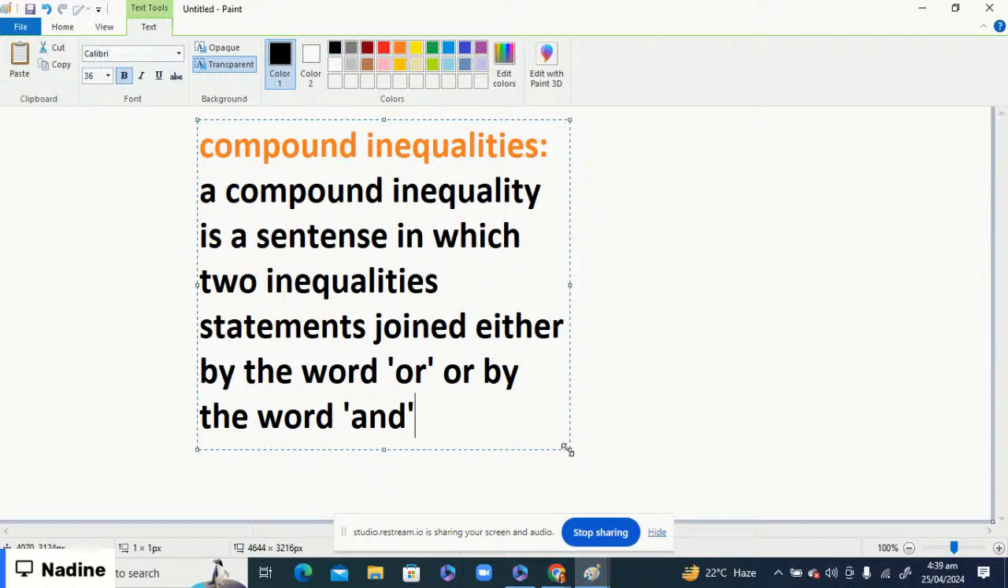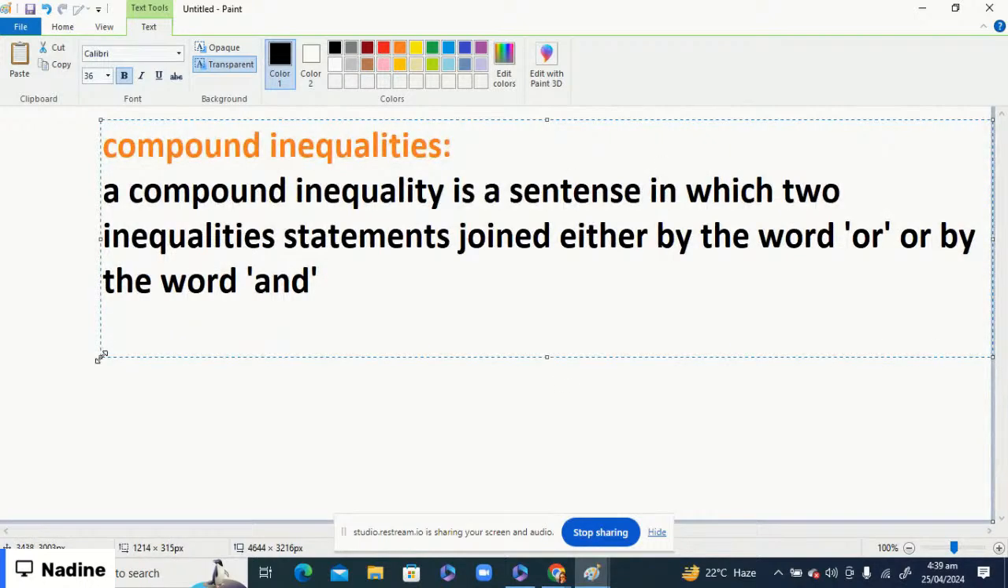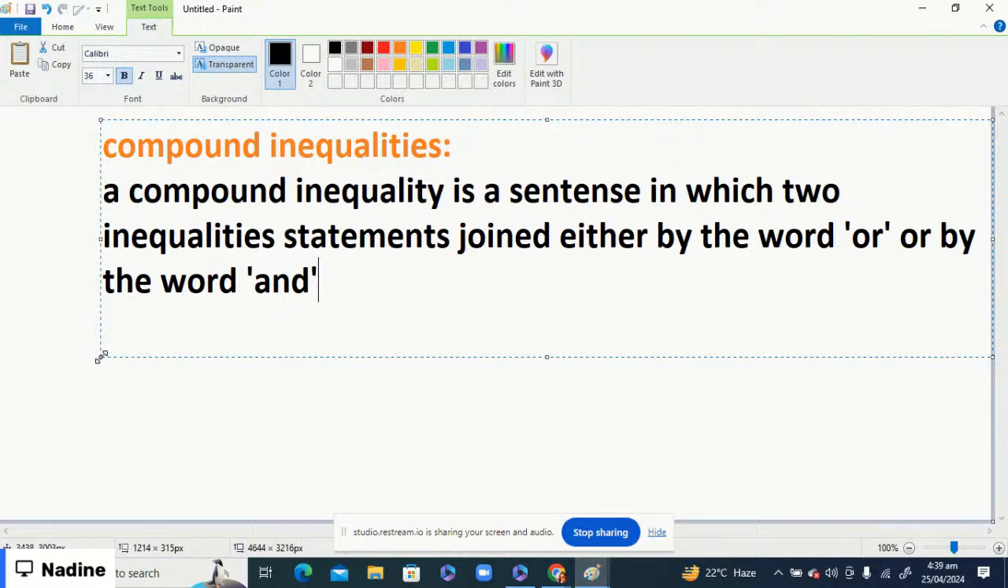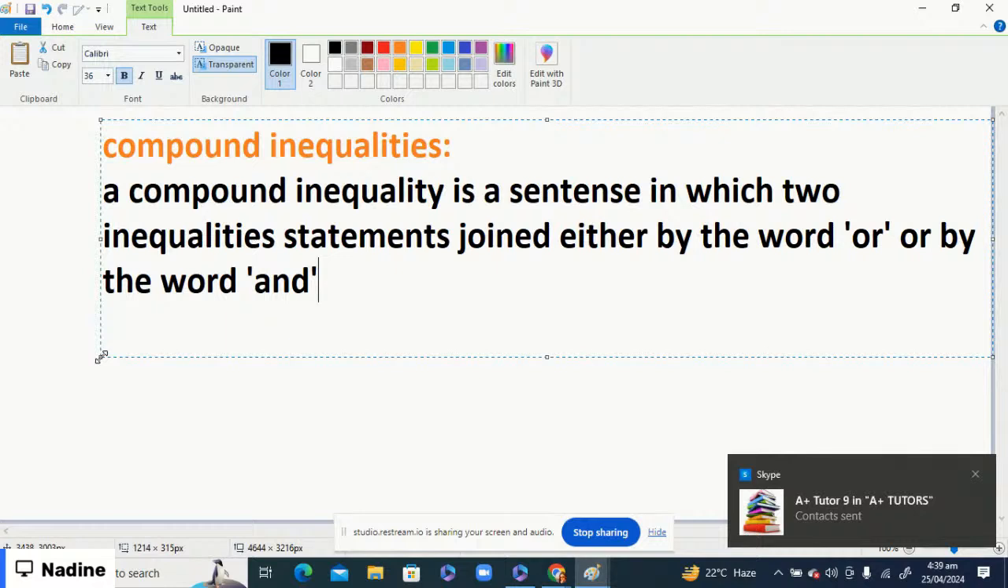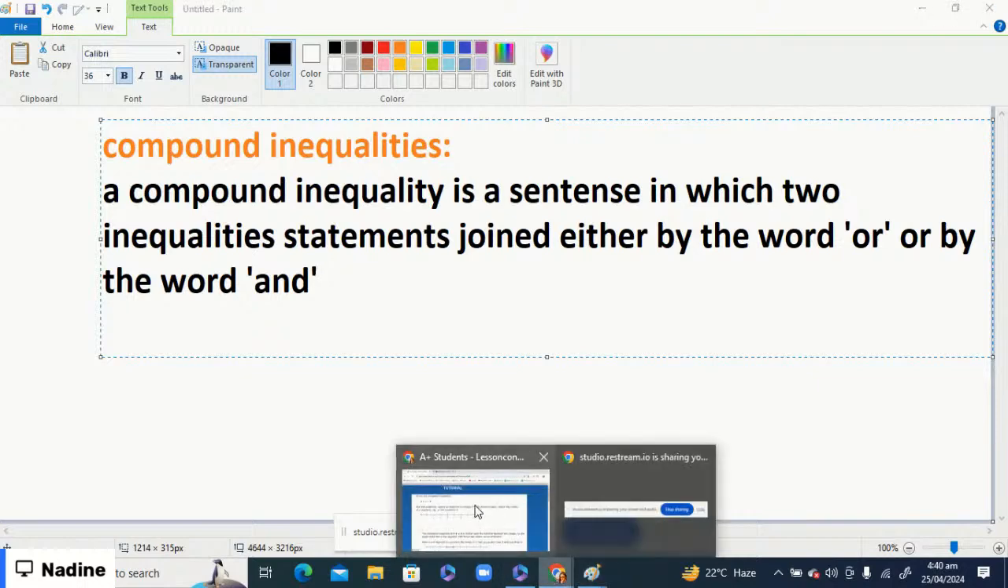So here is the definition of the compound inequality. A compound inequality is a sentence in which two inequality statements are joined either by the word or, or the word and. And indicates both statements of the compound sentence are true at the same time, the overlap or intersection of the solution sets for the individual statements. So this is the meaning of compound inequalities: two or more inequalities joined together with or, and. Okay, so this is your compound inequality. Let's do it.